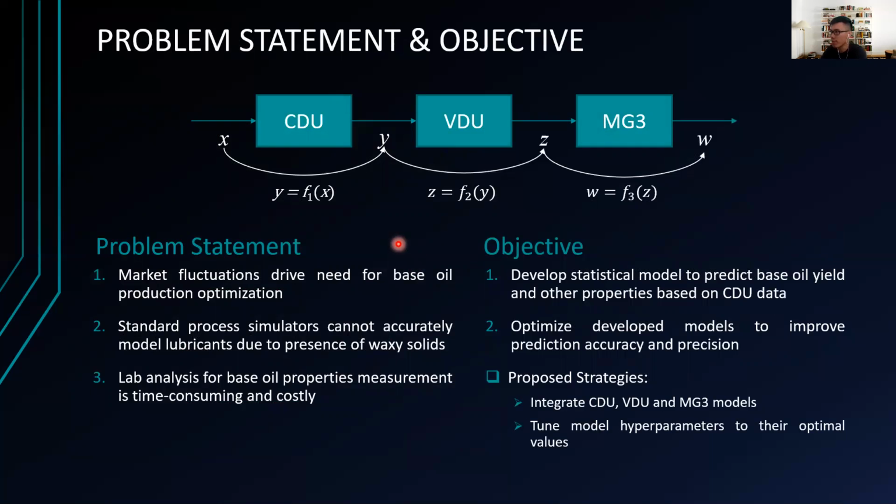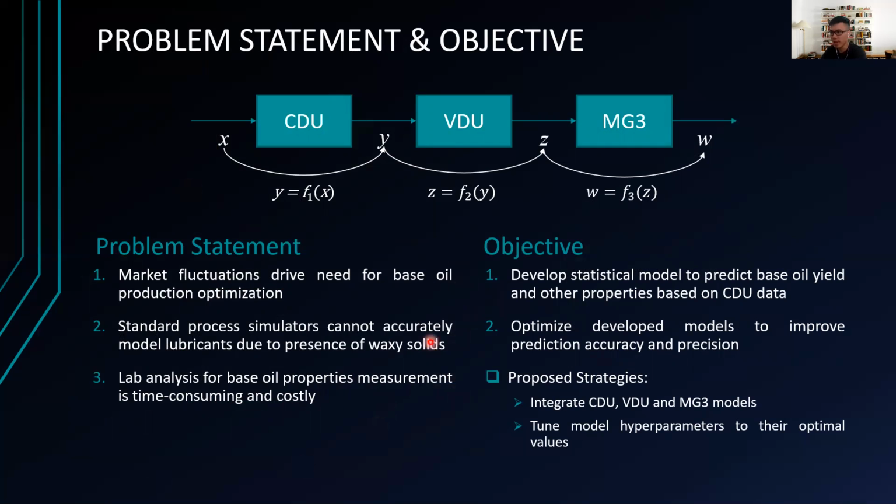Given the background knowledge of this work, here's the problem statement. Due to the pandemic, there has been much fluctuation in the lubricant market, and this drives the need to optimize the base oil production process. Besides that, standard process simulators such as Aspen HYSYS cannot accurately model the lubricants due to the presence of waxy solids. And moreover, lab analysis for base oil properties measurements, such as viscosity, for example, is often time-consuming and costly.